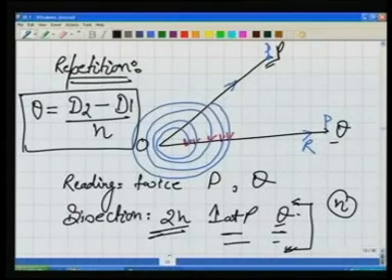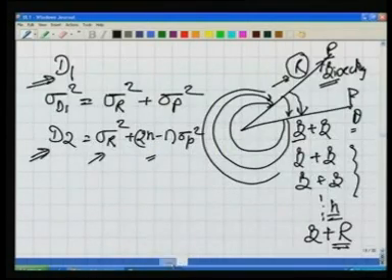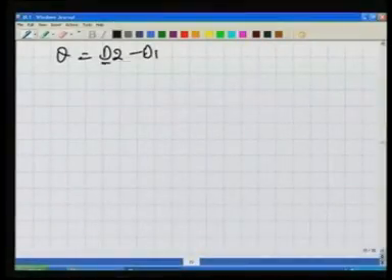Well, what we know, in the case of the repetition, the angle is given this way. Theta is (d2 minus d1) by n. We know now the error in d2 and error in d1, how they will propagate in theta. So this is what we are going to see, because we know the error in d1 and error in d2.